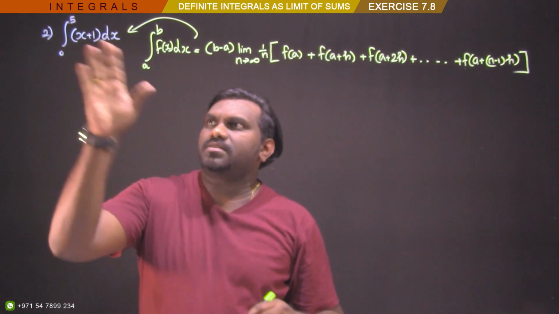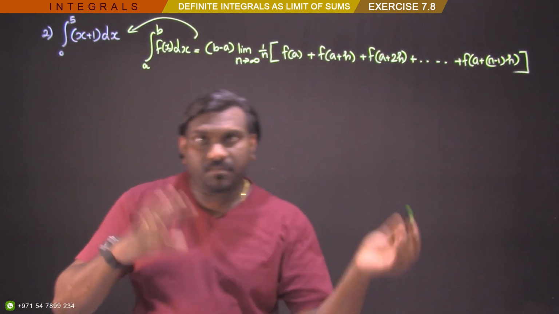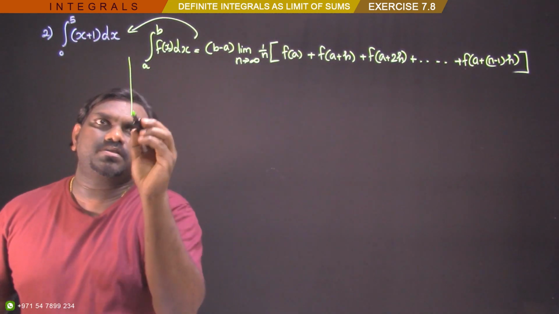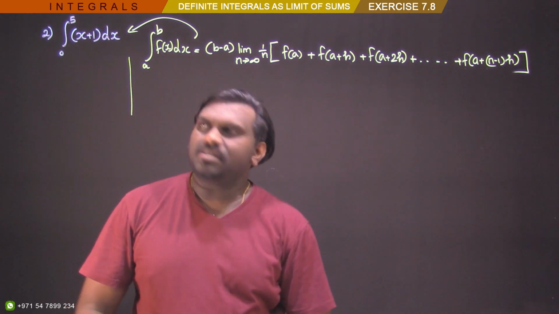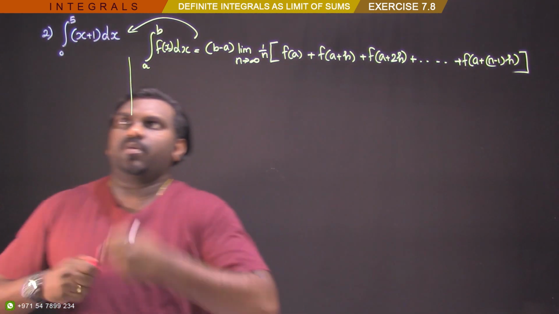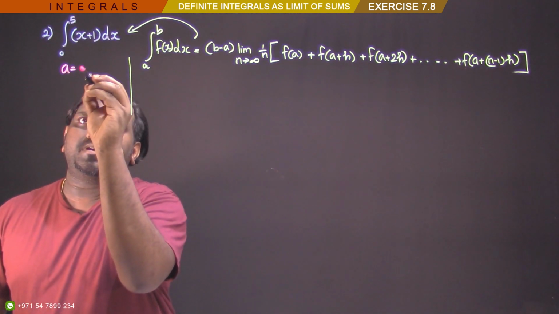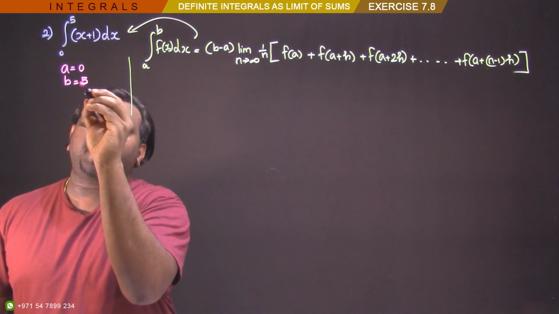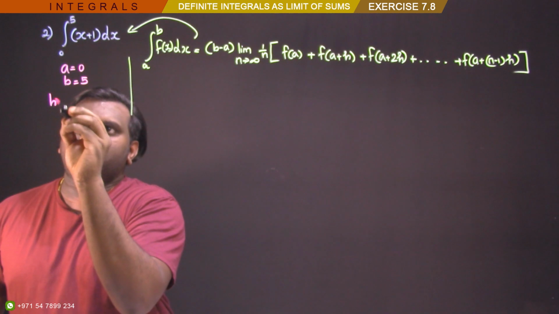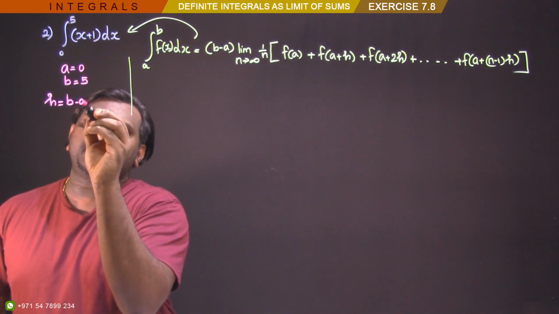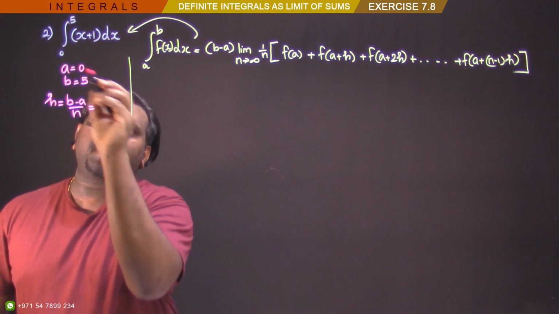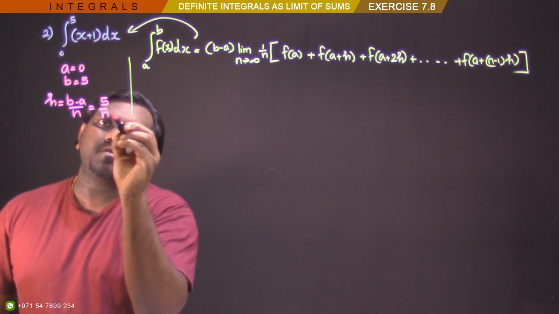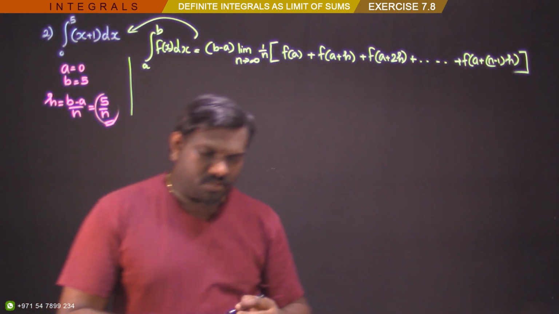And what is your f of x? F of x is nothing but x plus 1. But before that, what you need to know here is something a little more important than this. What is a? A here is 0. What is b, the upper limit? Which is 5. What is h? H is equal to (b minus a) by n, which is equal to 5 minus 0 by n. So it is 5 by n. You need to know this one.